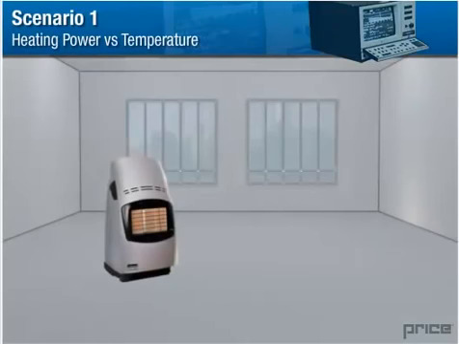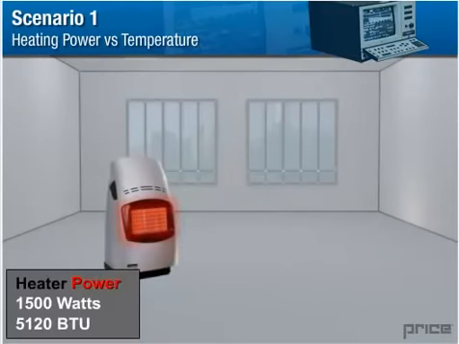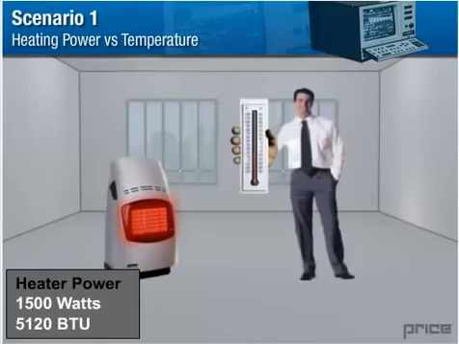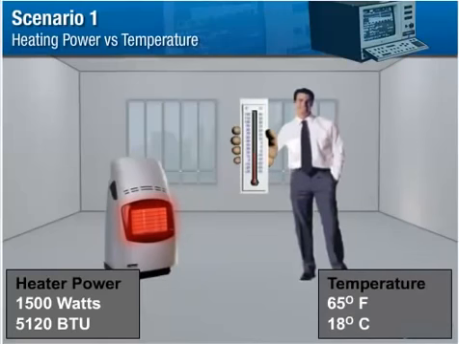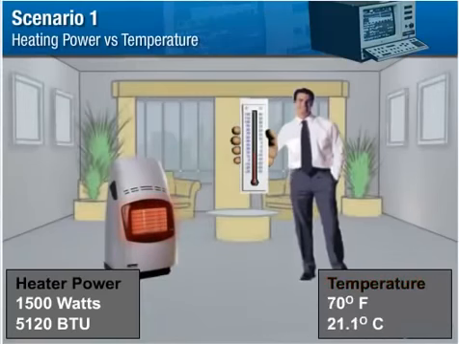Consider the analogy of a heater's warming effect on a room. The heater's heat output or power is rated in either watts or BTUs. This power output will remain constant. We can measure temperature at any point in the room with a thermometer. The size of the room and how it's constructed and furnished will influence the heater's effectiveness, but it will not change the heater's power output.